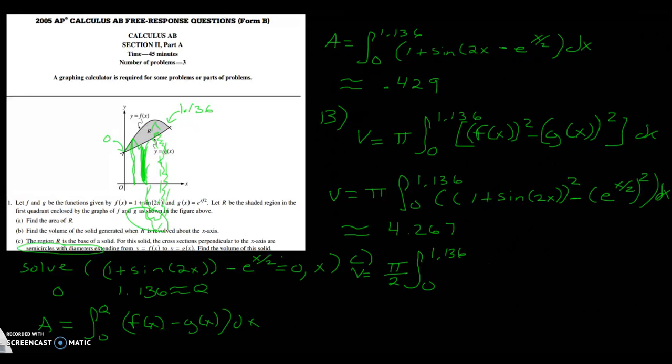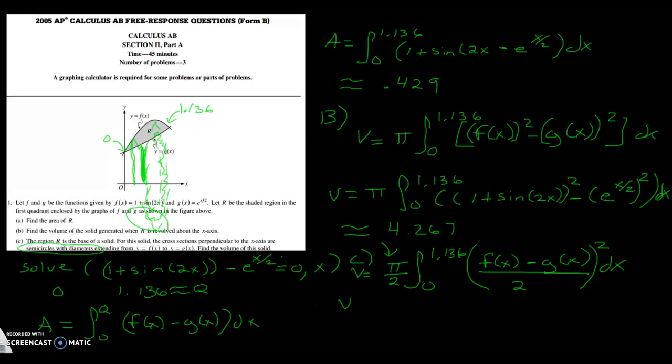The diameter means the radius is half of the diameter. So you'd put f of x minus g of x, but you have to remember it's pi r squared divided by 2. So this is the semicircle part. That's the 1/2. That's a pi, but it's 1/2. And now we have to square this piece because that's the r squared dx.